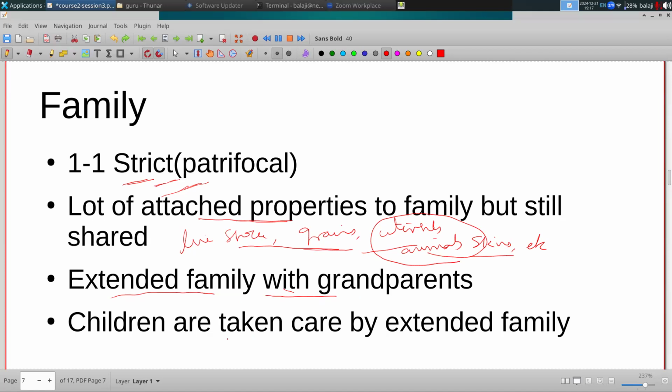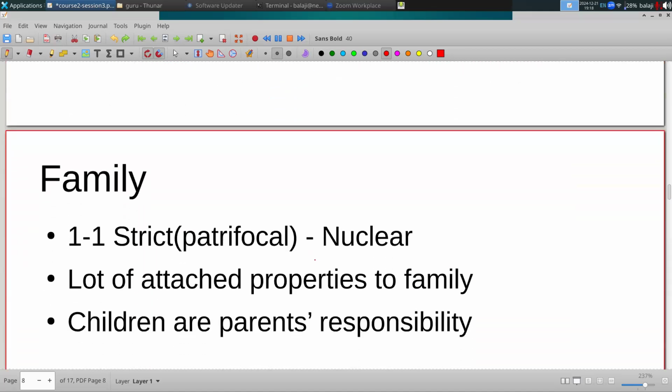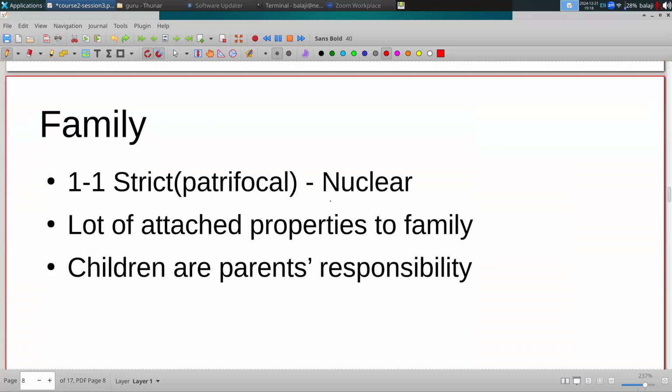And then children were taken care of by the extended family. You will have your Mausi, that is, your mom's sister or your dad's sister living with your family. They will take care, or your grandparents take care. All the support system was still there. Okay. So that is how family goes to the next step. Evolves continuously. And we come to our nuclear family, right? Where it's more one-to-one, strict, and a lot of properties attached to the family.